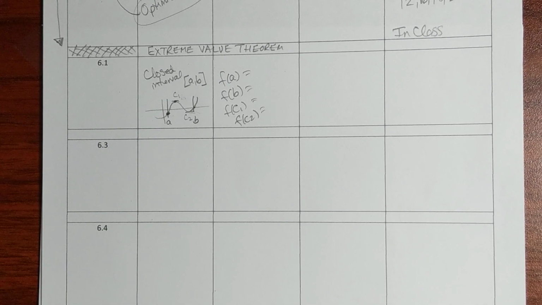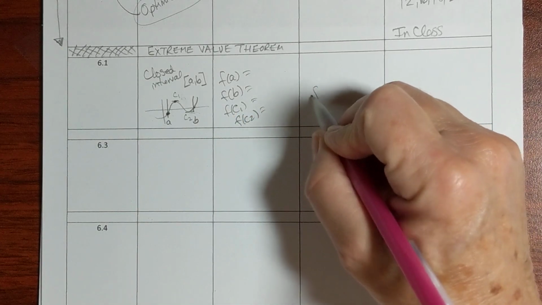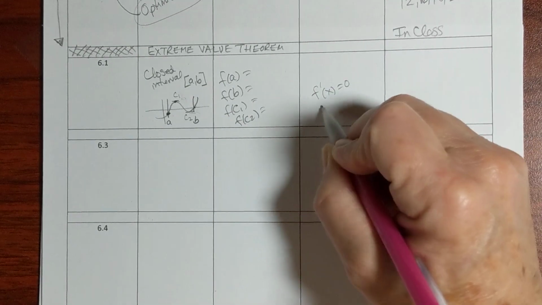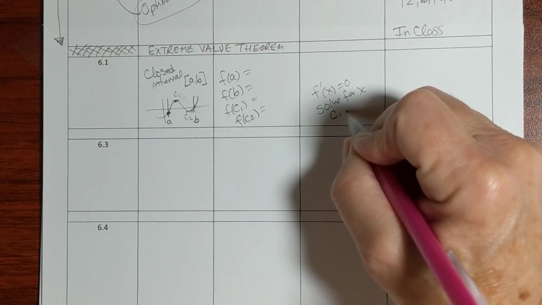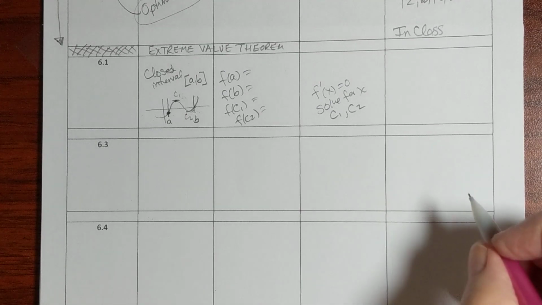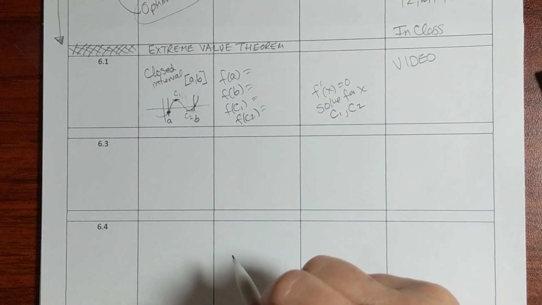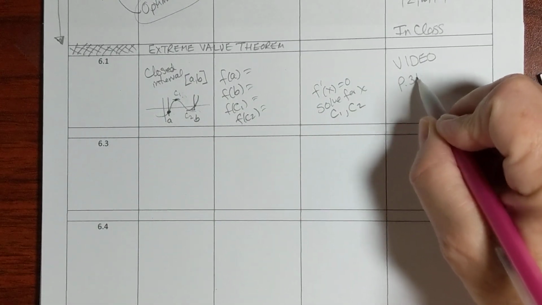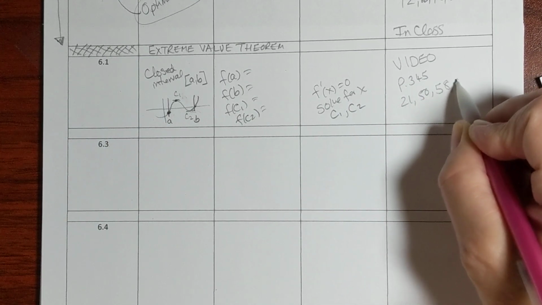Now what is the same as 5.1 and 5.2 is how we go about figuring out what the critical values are. We take the derivative, we set it equal to 0, solve for x, and that's how we come up with what the critical values might be in the first place. The examples that we're going to use for this, and I did make a video on this that you're going to receive, are on page 345, 21, 50, 58, and 61.